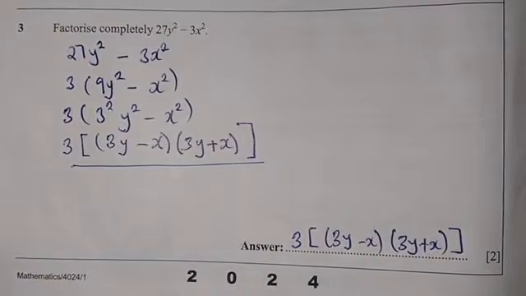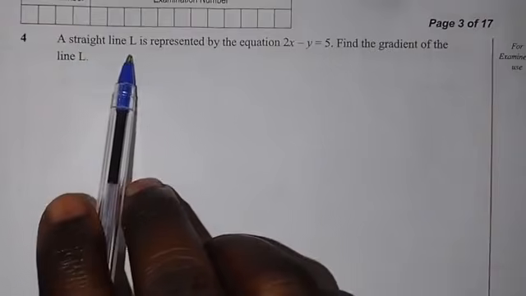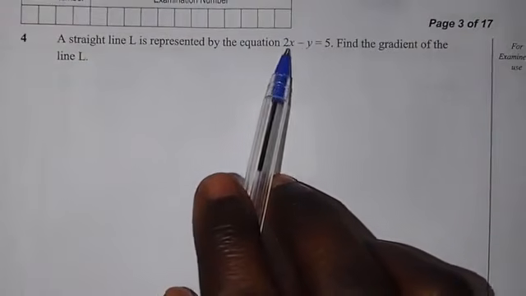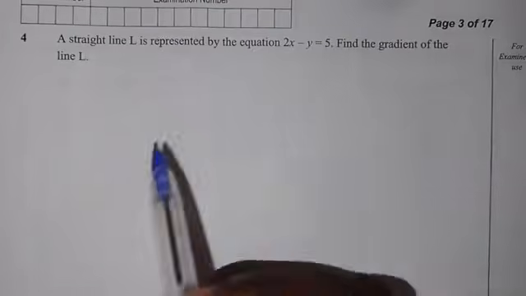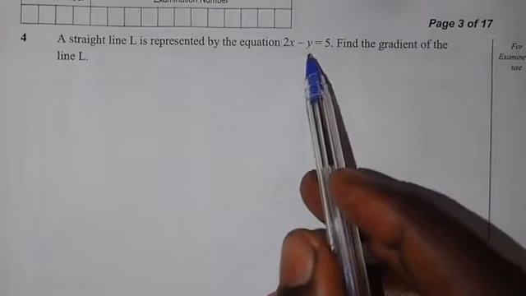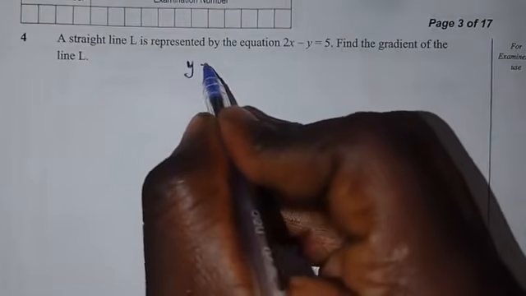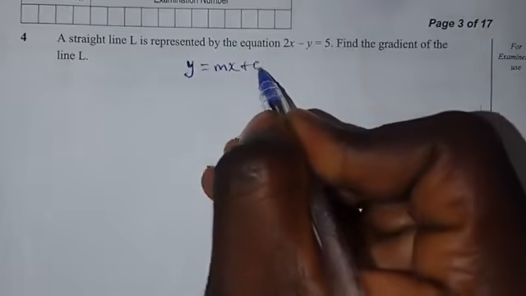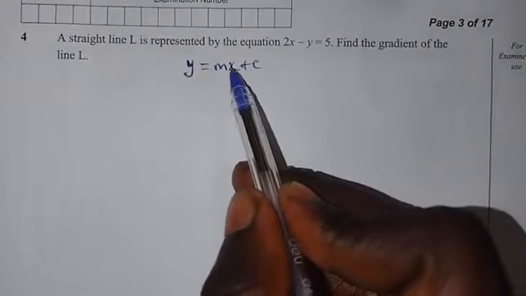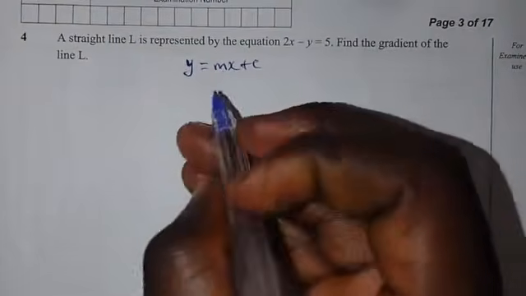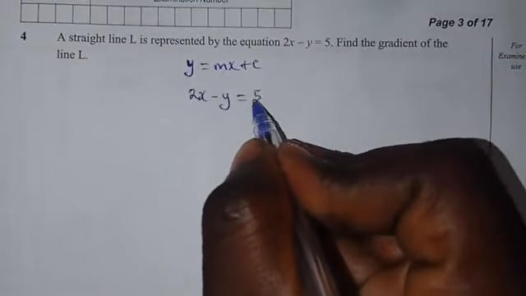Okay, so we now move on to our question 4. Alright, so this is question 4. A straight line L is represented by the equation 2x minus y is equal to 5. Find the gradient of the line L. So if you're just given the line here, then they ask you to find the gradient, you need to make it in this form: y is equal to mx plus c. You need to write it in this general form so that you get the coefficient of x, which will be the gradient.